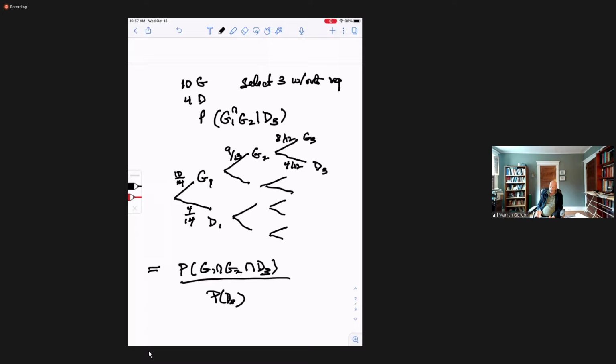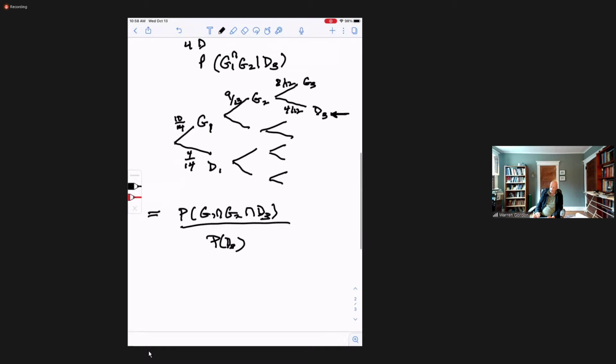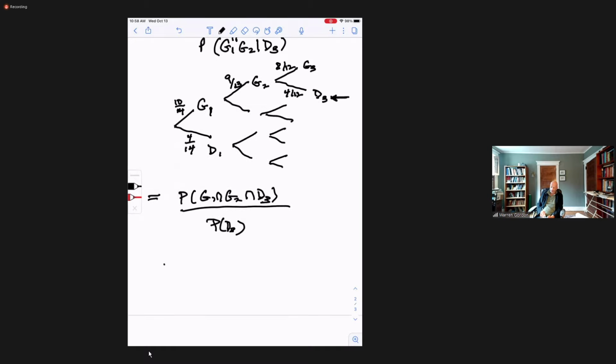Okay, because the numerator I have is just going to be this probability right here. Let me write down the numerator, then we'll get the other one. The numerator is 10 out of 14 times 9 out of 13 times 4 out of 12.